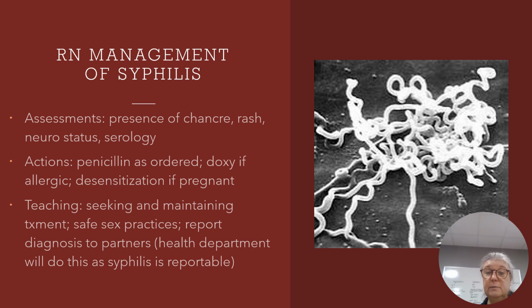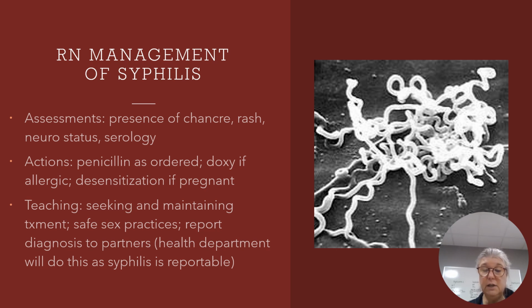So the signs and symptoms of syphilis vary by stage of the disease, right? So we are going to look for presence of those cankers. We're going to look for presence of the rash, neurostatus, serology, right? We're going to look at the bacterial load. Actions: administer penicillin as ordered, doxy if you're allergic to penicillin, and then desensitization treatment if you're pregnant. Teaching: seeking and maintaining treatment. And then talking safe sex practices, right?